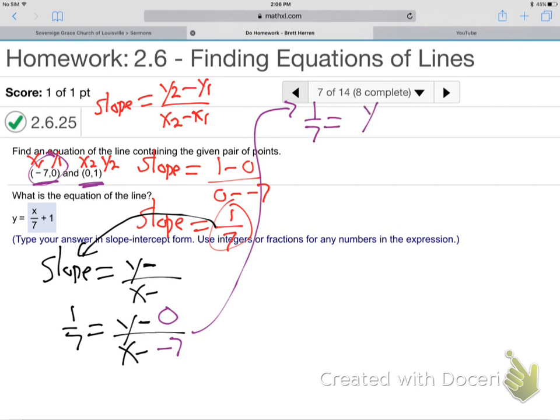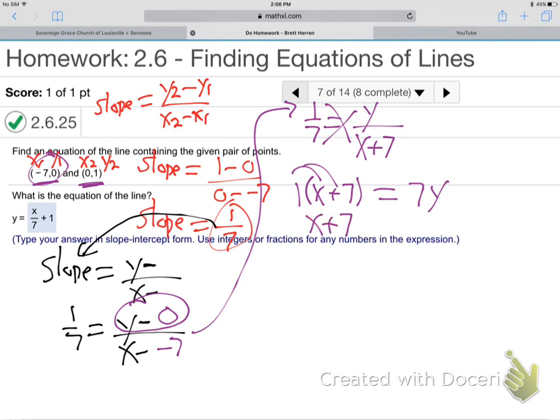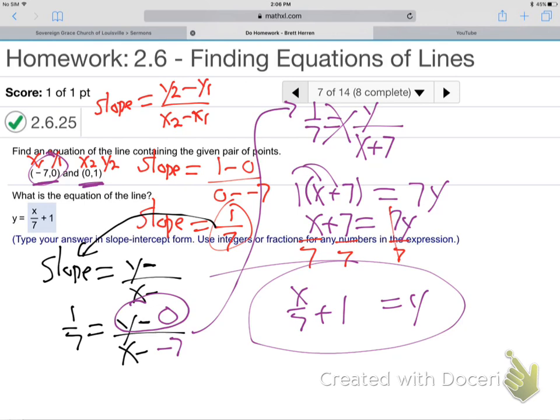1/7 equals y minus 0, which is just y, over x plus 7. Is that okay what I did there? Y minus 0, that's just y, isn't it? Take away nothing. So now I can cross multiply. Diagonal, diagonal. 1 times x plus 7 equals 7 times y. Distribute. X plus 7. 1 doesn't change anything. Last step, divide through by 7. Y equals x over 7 plus 1, which is the same answer.